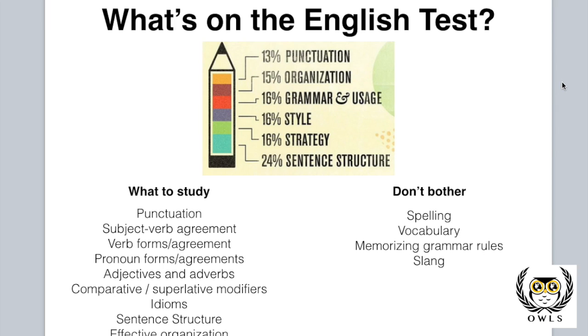What you shouldn't bother to study are spelling, vocabulary, specific grammar rules. You don't have to remember the rules, and certainly you don't have to understand slang, because the ACT will not assess these things. Vocabulary is not directly assessed on the ACT, but of course, having a very good vocabulary will help you comprehend and understand what you're reading a lot better.